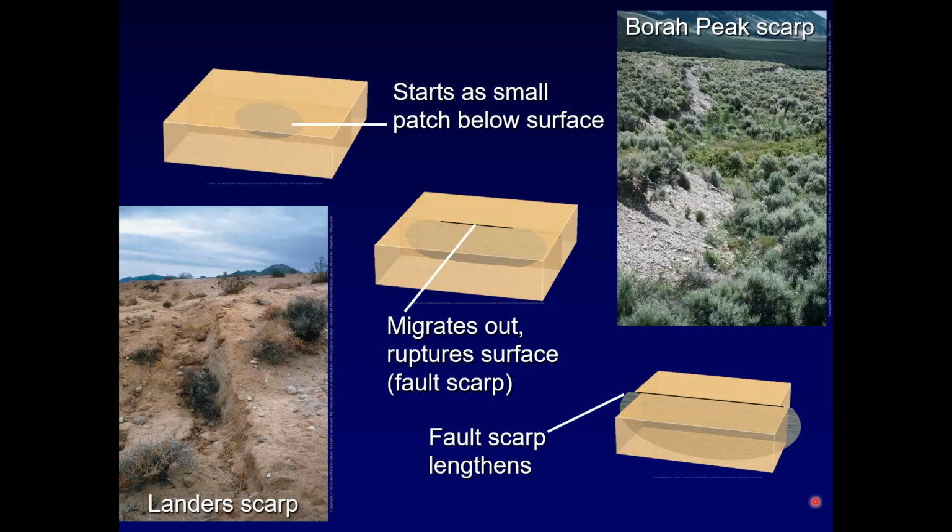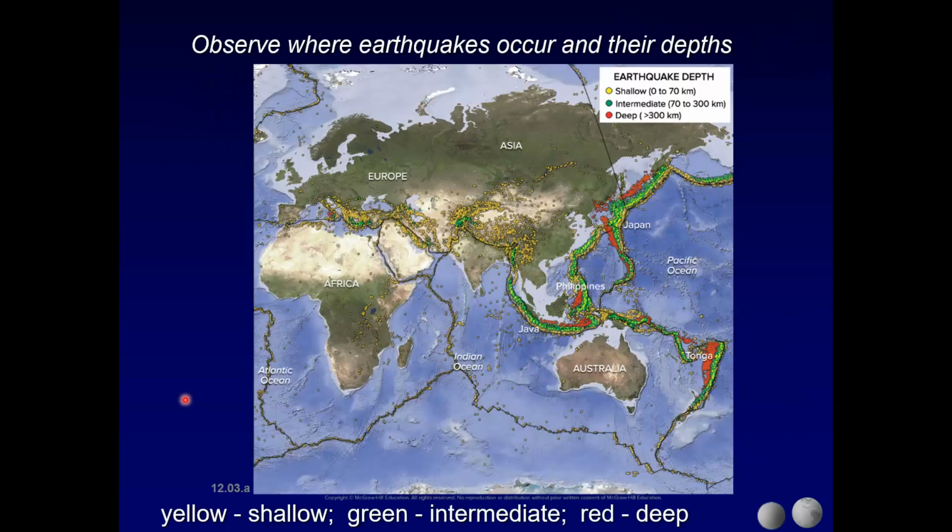After the 1983 earthquake that occurred there. The Landers Scarp, that is the Mojave Desert in California after a 1992 earthquake. So we can look at this to observe where many earthquakes have occurred and their depths. So we say shallow is 0 to 70 kilometers, intermediate is 70 to 300 kilometers below the Earth's surface, and deep would be anything greater than 300 kilometers.